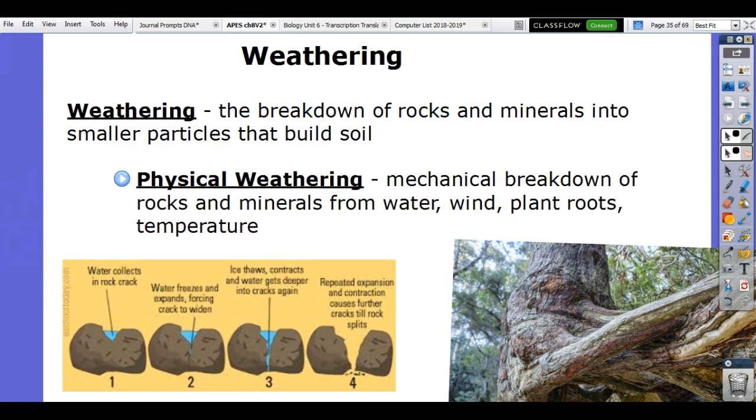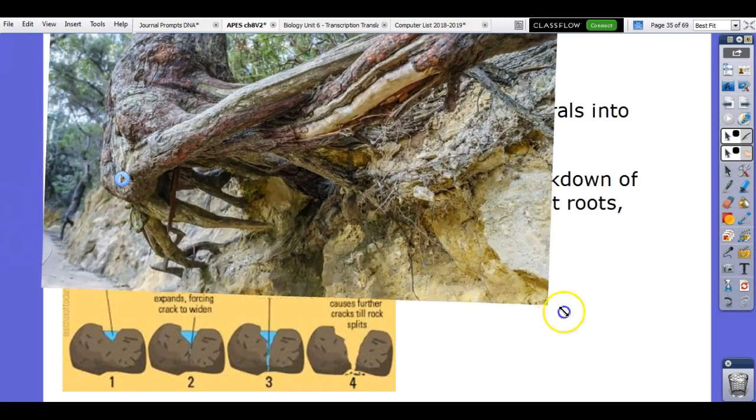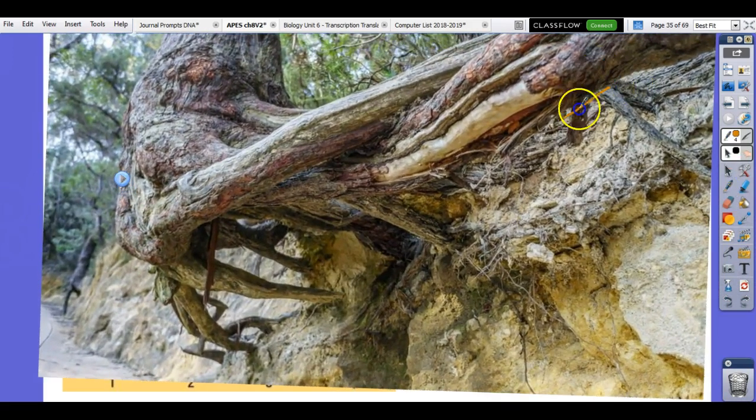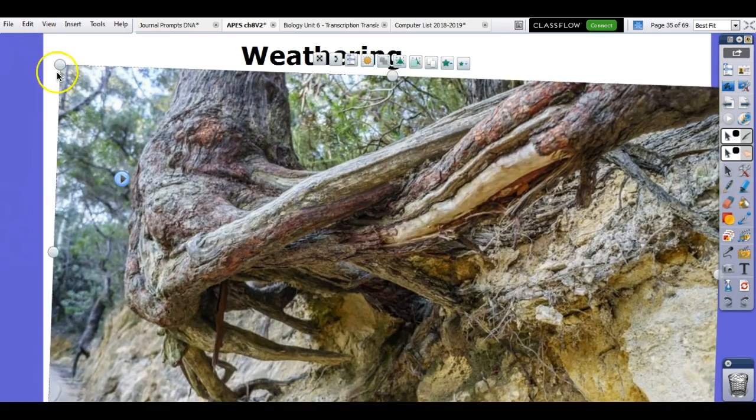Plant roots. If you've ever seen a big tree next to a driveway or a sidewalk, you can see the tree's roots causing a big crack in the sidewalk or the driveway, or causing it to come up. Plant roots are really, really strong, and they can actually break down rocks. So this is a picture. It's kind of tricky to look at, but this is the side of a cliff, and here's a tree growing out of it, and its roots are sticking out of it. So plant roots are really strong, and they can break apart rocks from that.